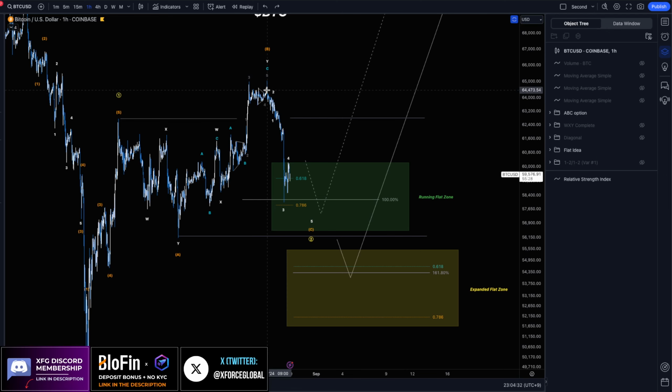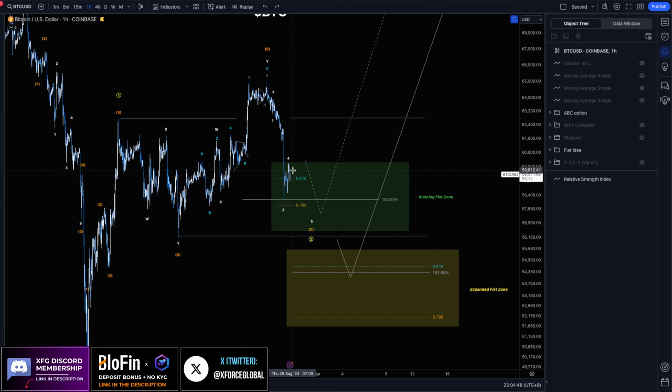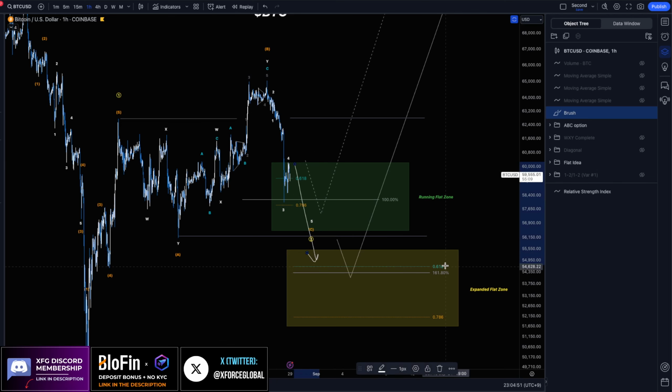So what is the current way to count this? We have a possible 1, 2, 3, 4, and then 5, which is going to be completing our fifth wave. But really, if we want to be breaking these levels, we really want this fifth wave to be extended as well. So there is that drawback where, okay, we have to extend our wave 5 now in order to even fulfill that possible expanded flat zone.